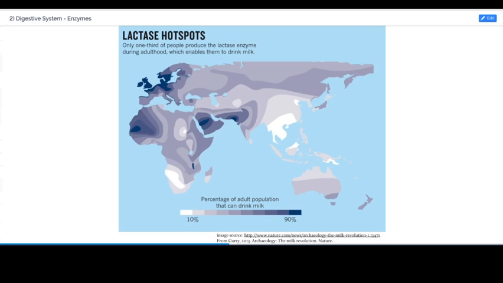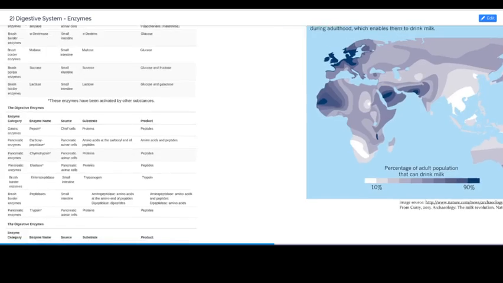Most likely what happened is dairy agriculture relied on microorganisms to digest lactose so that adults could get nutrition from that. And that's where yogurt and those sorts of things came from. By using microorganisms to break down lactose in the dairy foods, it was possible to be digested by adult humans.